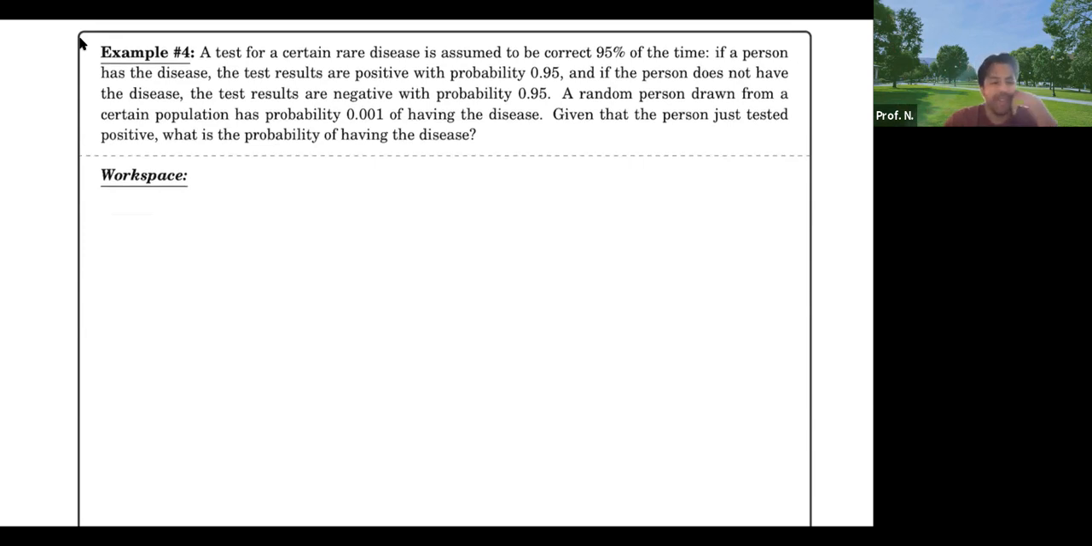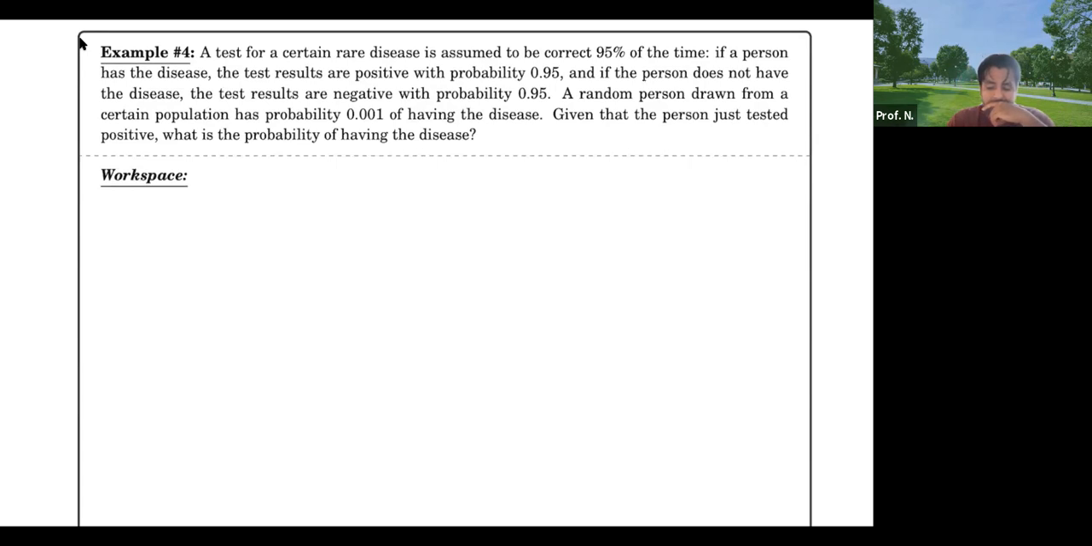So there's several thoughts here. Some say disease or no disease. Some say positive or negative. And some say incorrect or correct. So those are good, right?